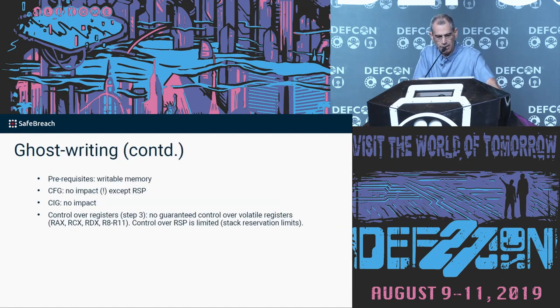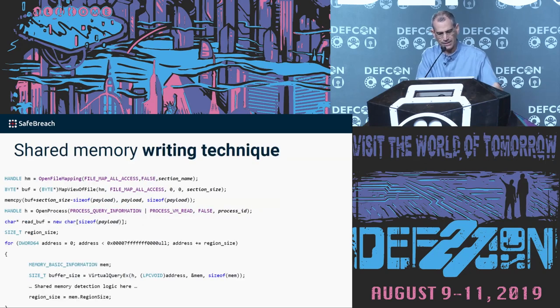So the prerequisite for GhostWriting is simply a place where we can write some data. There's no impact from CFG except what we already know about RSP. And of course, no impact from CIG because there are no DLLs involved, and we have control over some registers, which is nice. Now moving to the shared memory writing technique.